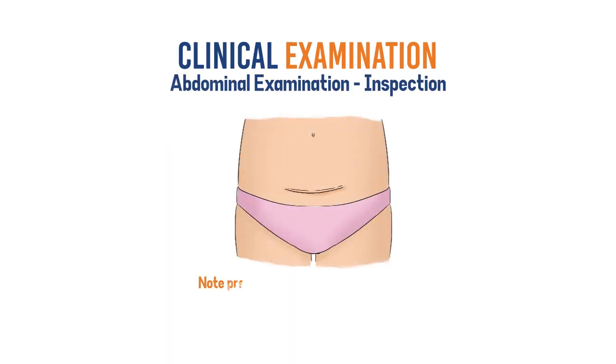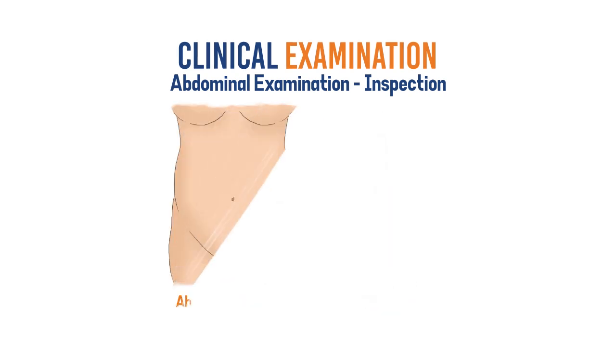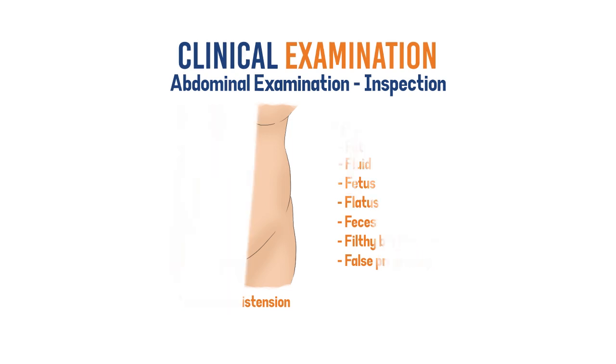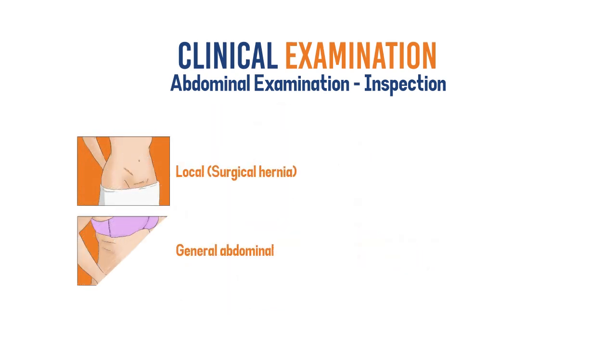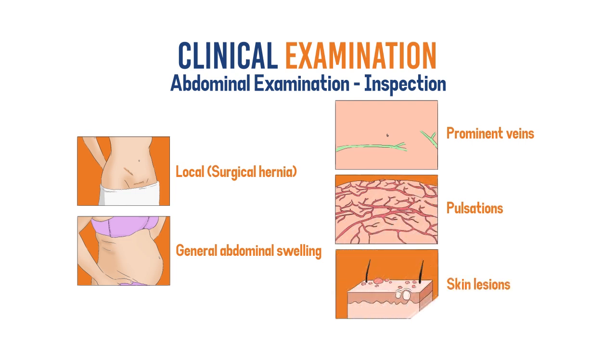During inspection, take note of the presence of scars to help in predicting the difficulties of future abdominal surgery if required. Abdominal distension can be caused by the following 7 F's: fat, fluid, fetus, flatus, feces, filthy big tumors, or false pregnancy. Also, look out for local or general abdominal swelling, for example, surgical hernias, prominent veins, pulsations, and skin lesions.